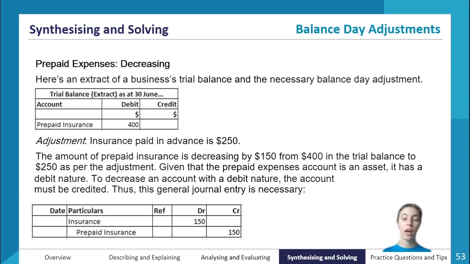We know that prepaid expenses is an asset, so it has to have that debit nature, and that means that to decrease an account with a debit nature, the account is credited. So the general journal entry would be the credit to prepaid expense and the debit to insurance to reflect that. And it's the difference between the results as well. So it's 150 because that is the amount that it's decreasing by.